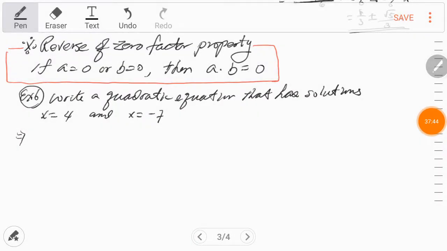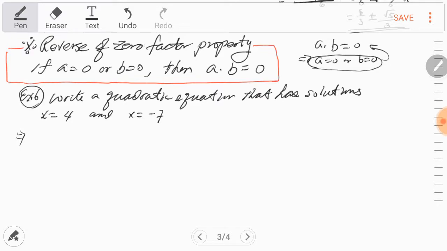Okay, this property is about the reverse of the zero factor property. Zero factor property is, if a product is 0, then what? Then either the factor a is 0 or b equals 0. The reverse is what? From bottom to up. So if a equals 0 or b equals 0, then the product of a and b is equal to 0. That's the reverse of the zero factor property.